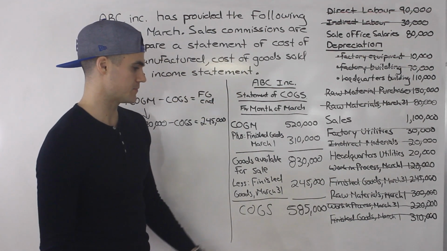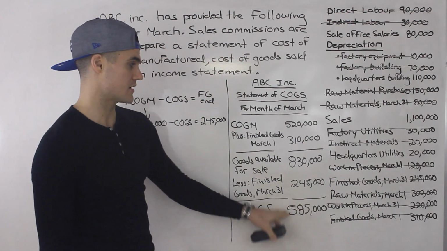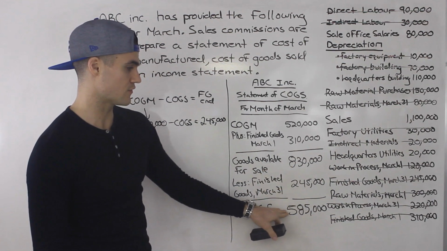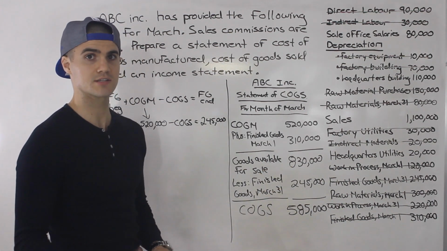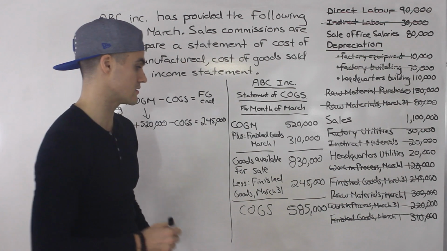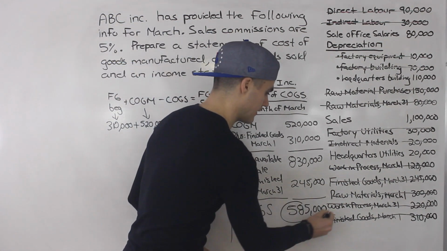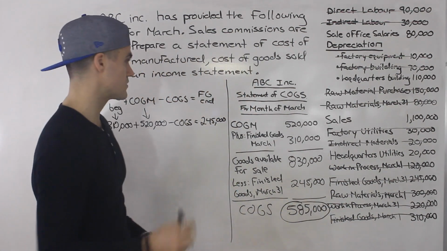And when you total that up, you end up getting 585,000. 830,000 minus 245 gives you 585,000. So that is the cost of goods sold. And that's going to flow right onto the income statement.